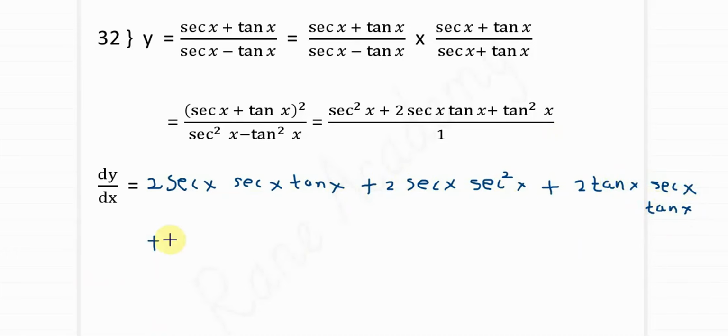Tan square x is a power function, so we write this as 2 tan x, and differentiate tan x again. So the derivative of tan x is sec square x. Now in the next step you can easily multiply and write the final answer. Sec x into sec x sec square x, sec x into sec square x sec cube x, and here we have 2 tan square x sec x and plus 2 tan x sec square x.